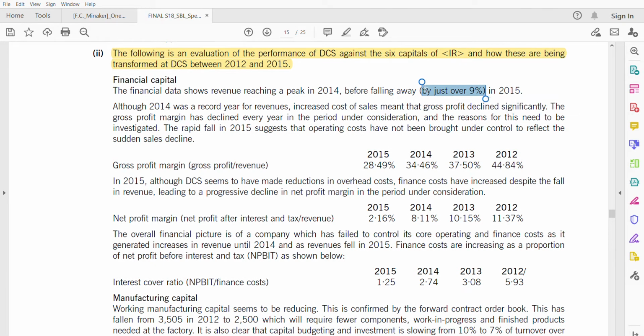So, just one line, just see, just one line. Financial data shows revenue reaching a peak before falling by this percent in 15. That's it. Although 2014 was a record year for revenues. Why? Because that year was the highest. Increased cost of sales, right?